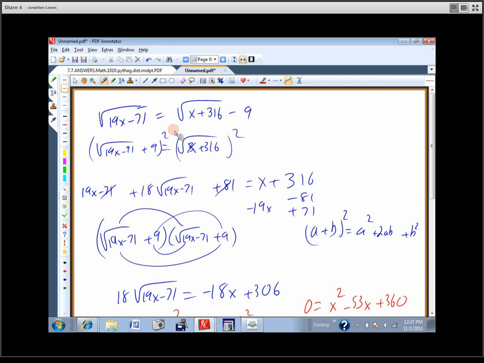Math Excel kind of put the process a little bit different. That's okay. What did they do? On the bottom before you divide it by 18, they took the square root of everything. That's stupid.